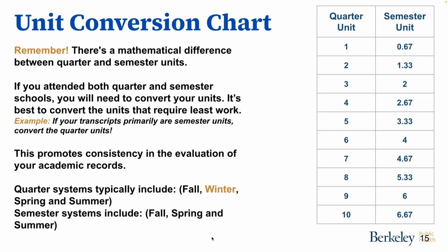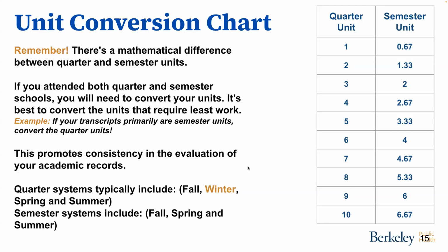So as I mentioned earlier, we have a conversion chart. So if you were on a quarter-based program, what you would do is you would take the quarter units and convert it and use the conversion number to place in your worksheet. So I should have an example just down the road. So remember, there is a mathematical difference between quarter and semester units. So if you attended both quarter and semester schools, you will need to convert your units. And it's best to convert the units that require the least work. So if your transcripts primarily are semester units, convert them to quarter units. It makes it easier for you.